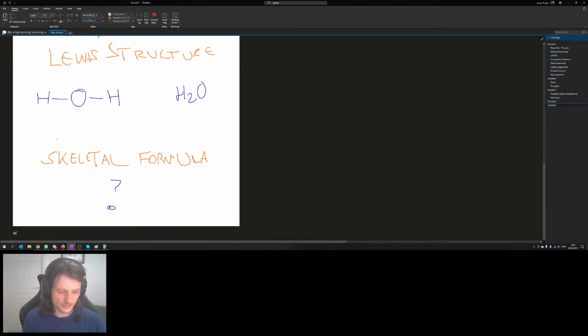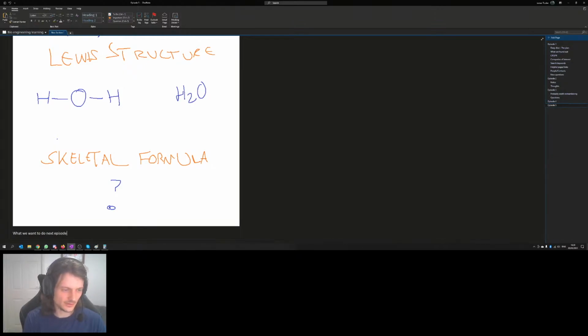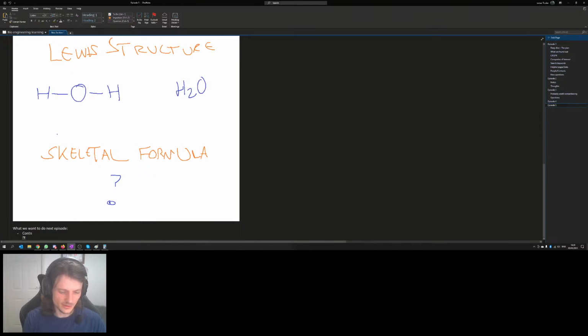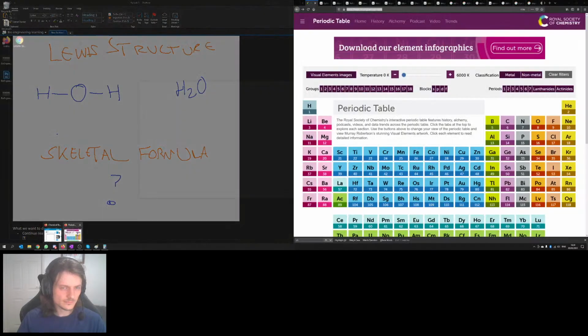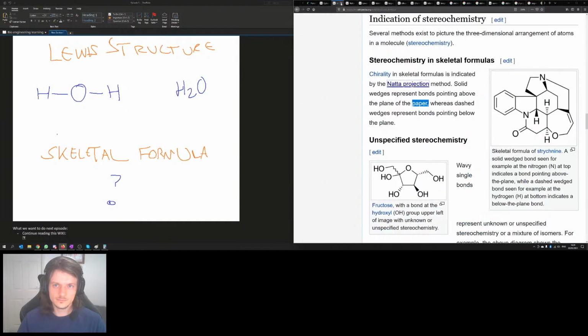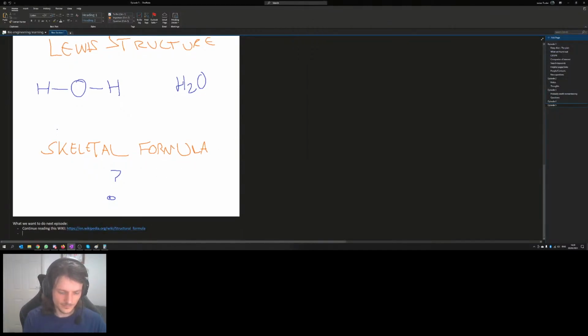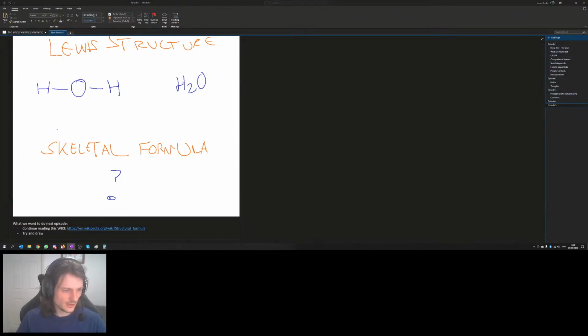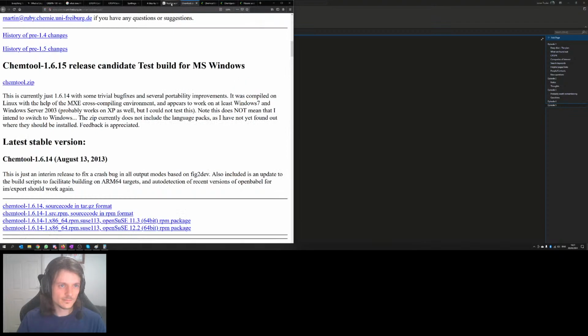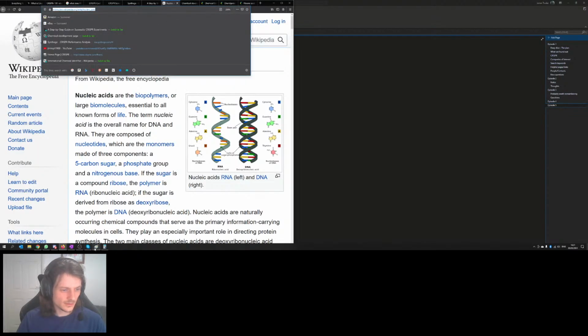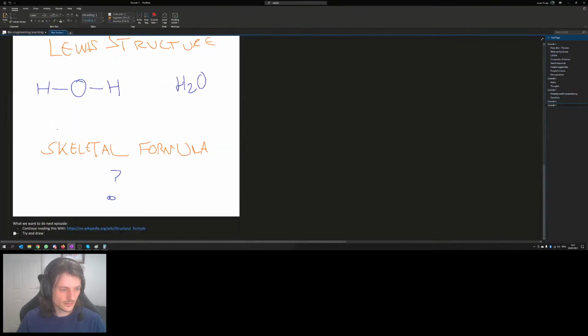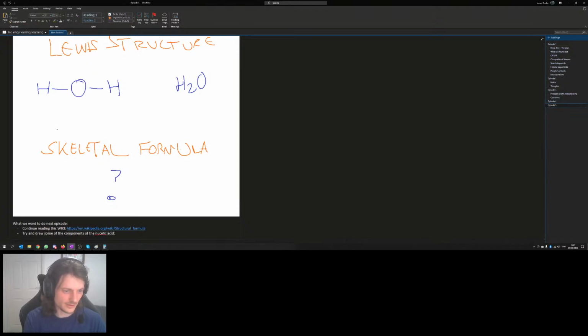And then what we want to do next episode is continue reading this wiki. Try and draw some of the components of the nucleic acid.